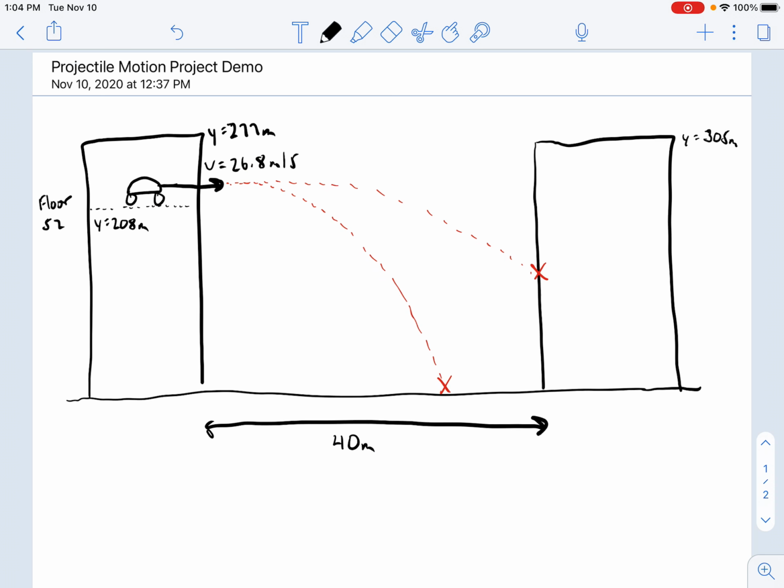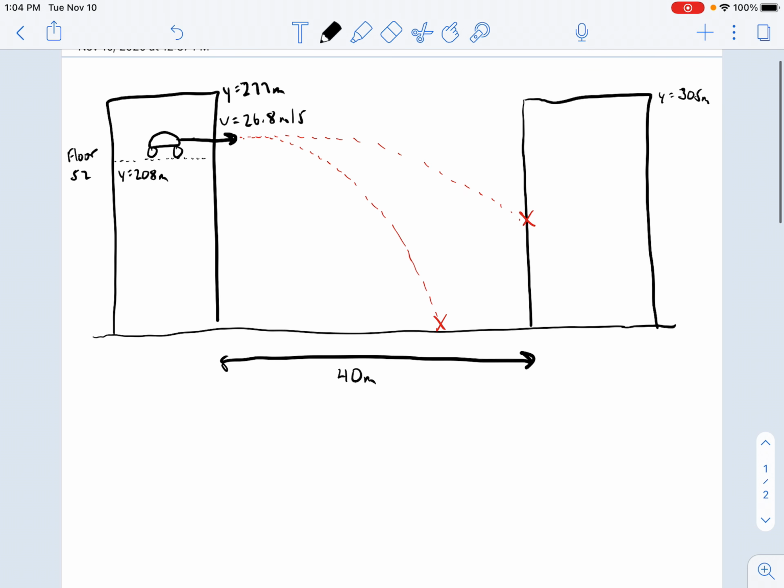So my job here, to figure out whether or not this is going to be realistic, is to find our final height after we've traveled that distance of 40 meters in the x direction. So I want to find y after we travel 40 meters in the x direction.